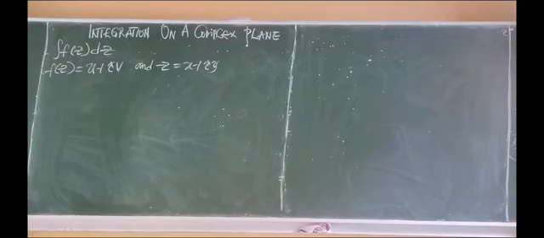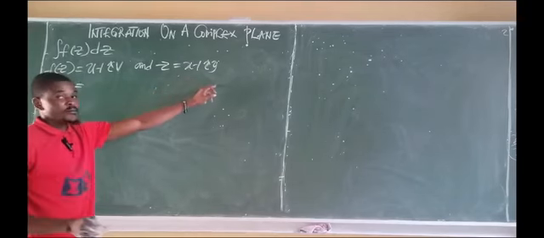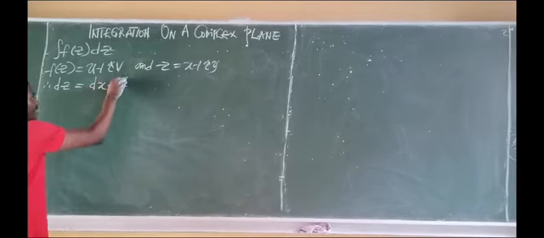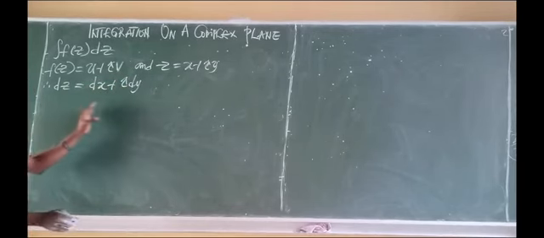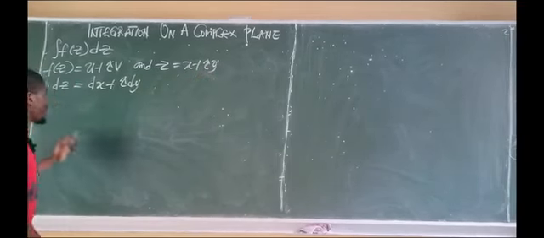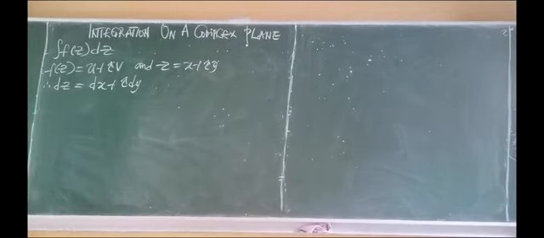Okay, so you're asked to integrate f of z dz. The thing that comes into your mind first is dz. If you have z equal to x plus iy, it means that you can find dz simply by differentiating z, and that is simply saying differentiate each of the terms involved in z. So dz becomes what? dx plus i dy. Differentiating x and also differentiating y, you have dz equal to dx plus i dy.